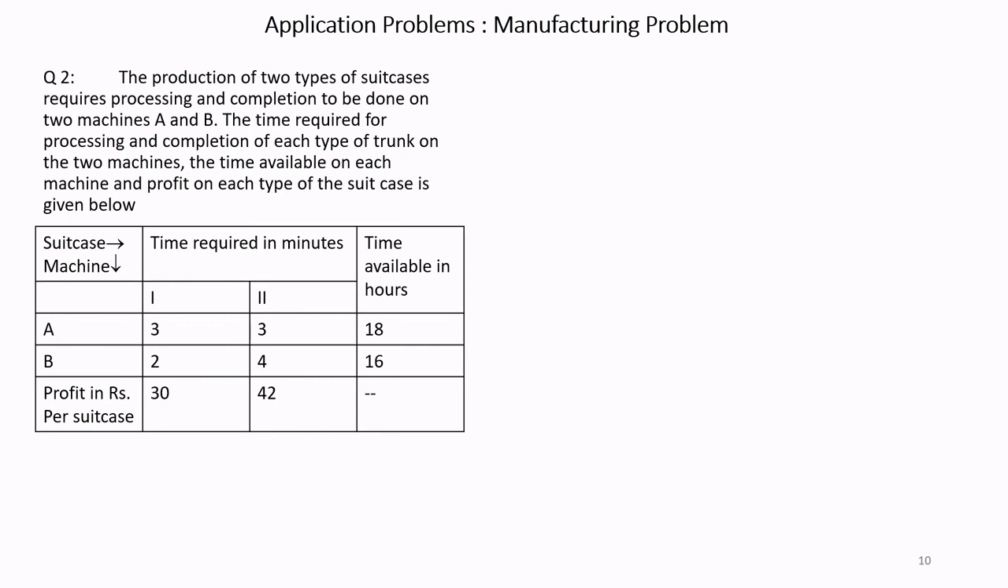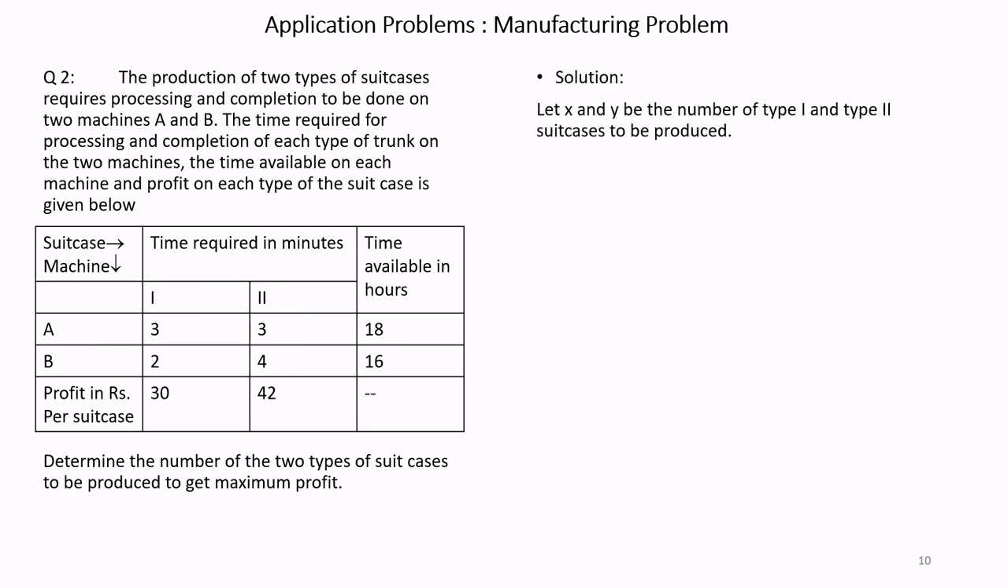And the profit for type 1 suitcase is 18 rupees. And for machine B, it is 2 and 4 respectively, where profit is 16 rupees per suitcase. Determine the number of two types of suitcases to be produced to get maximum profit.